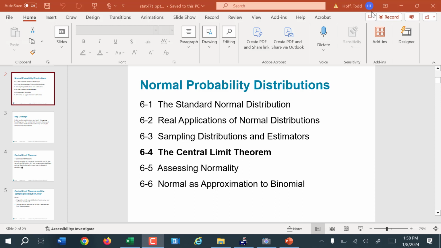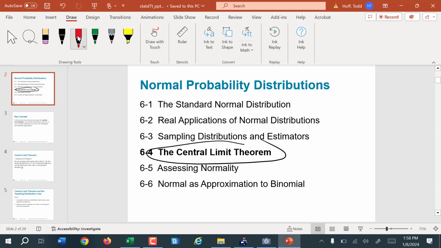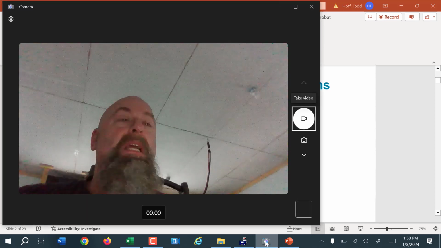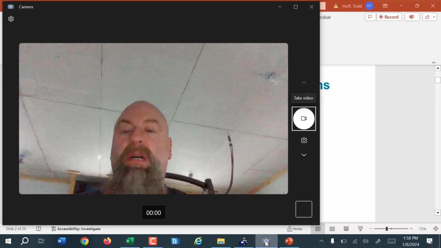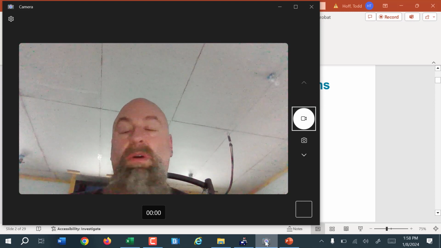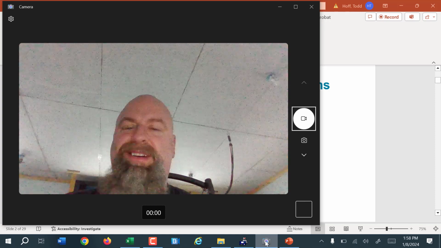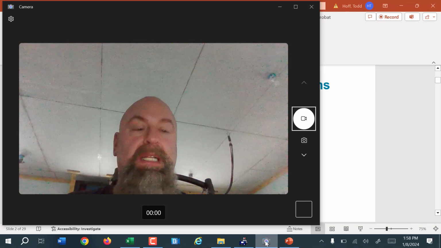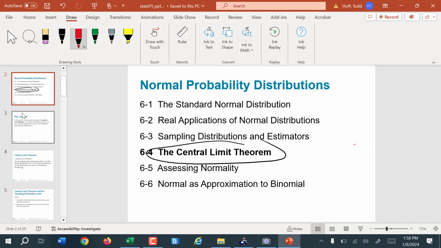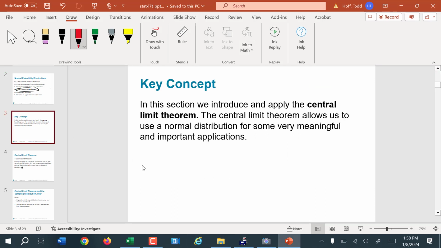So a discussion of sampling distributions leads us right into the next section discussing the central limit theorem. The central limit theorem is building on what we mentioned about how the mean of the sampling distribution targets the population parameter, but it also then goes into the standard deviation of the sampling distribution and how that relates to population parameters. The key concept here in this central limit theorem is that we're using a normal distribution based on these sampling distributions being normally distributed.